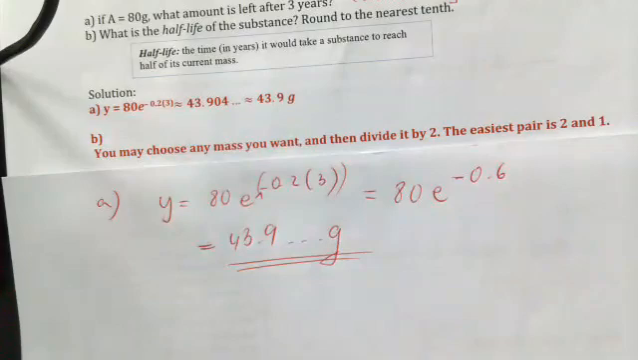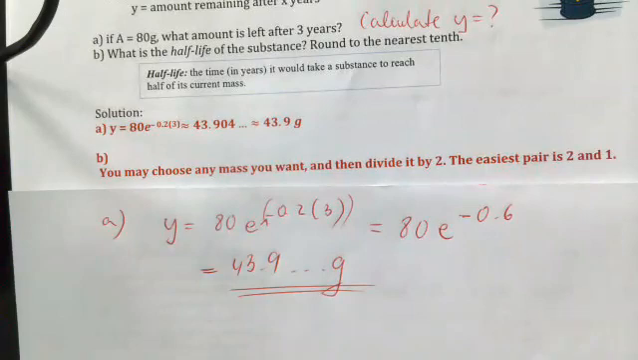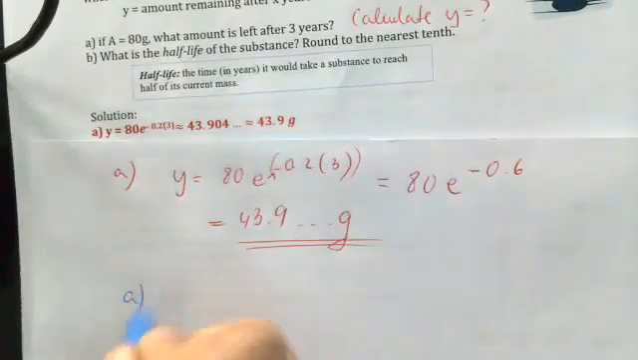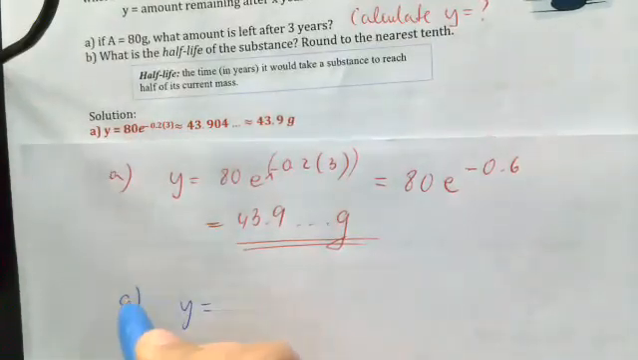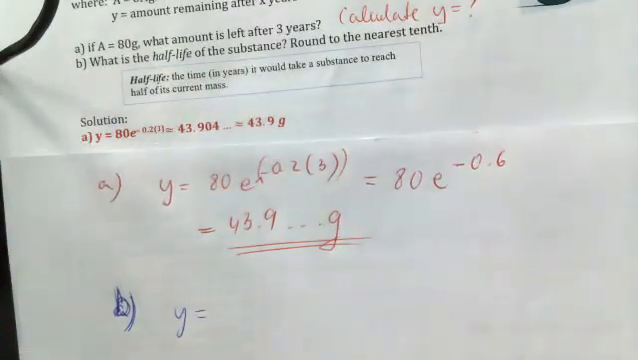For part B, what is the half-life of the substance? Half-life is a term they use for deciding what's a highly radioactive substance and what's not, right? The faster it takes for something to change into something else, the more radioactive it is. So how many years will it take to get half of the original substance? We know the original amount was 80 from the previous question, but we didn't really have to use the 80. We just know it has to be half of the original amount.